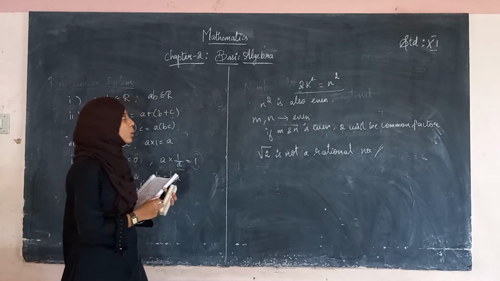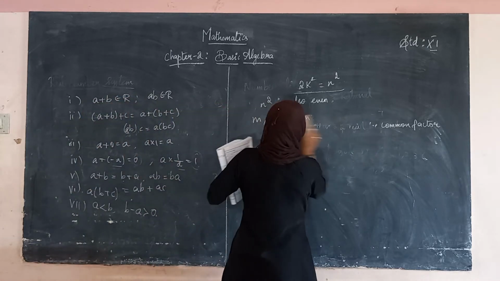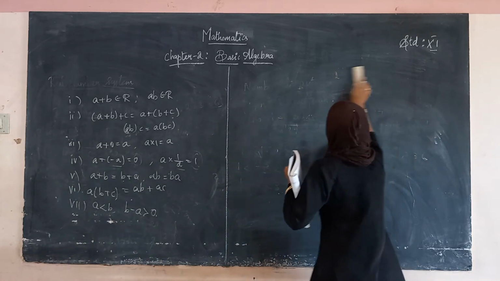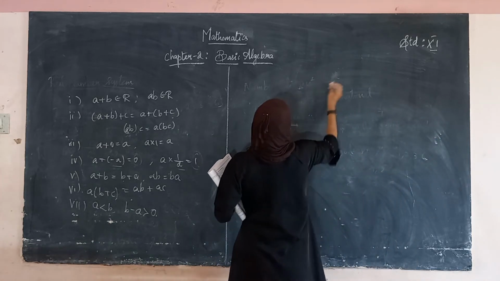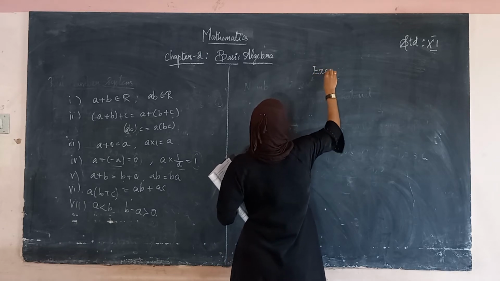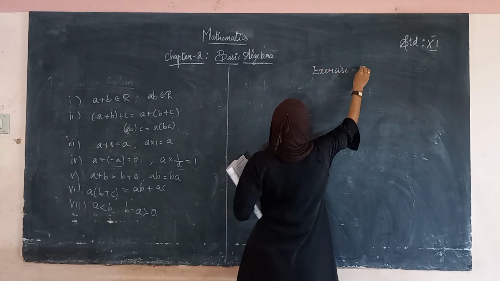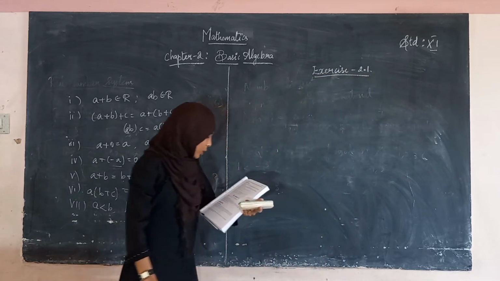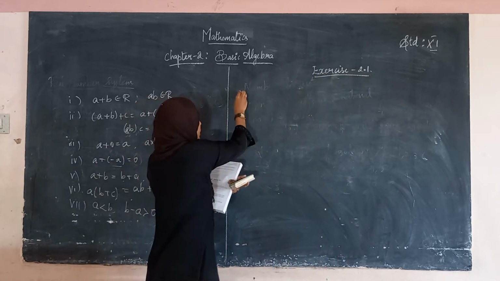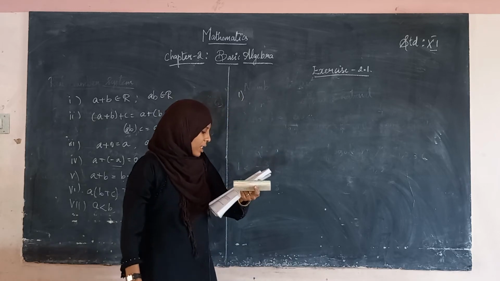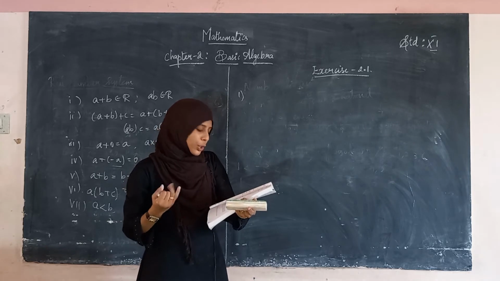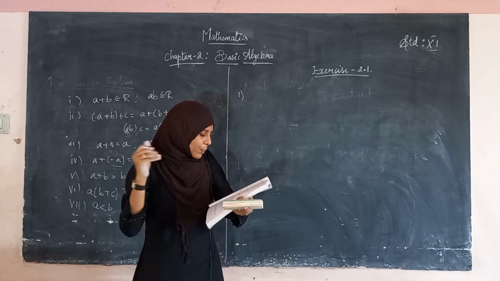Okay, now let us enter into the exercise. What's the first exercise? It's exercise 2.1. Okay, see what's the first question? Classify each element in this set. They have given some elements: N is natural numbers, Q is rational numbers, R minus Q.